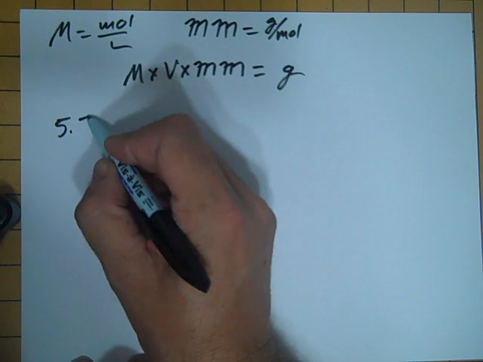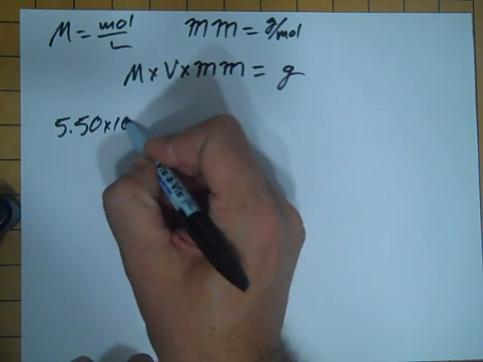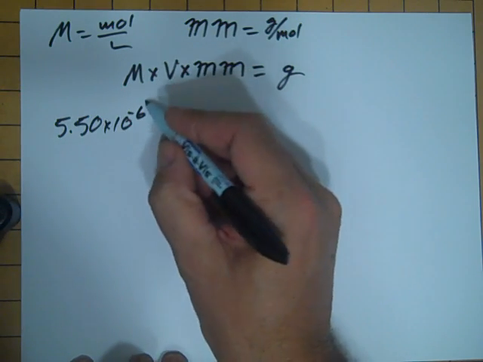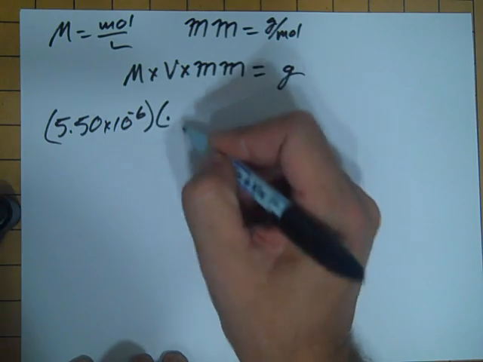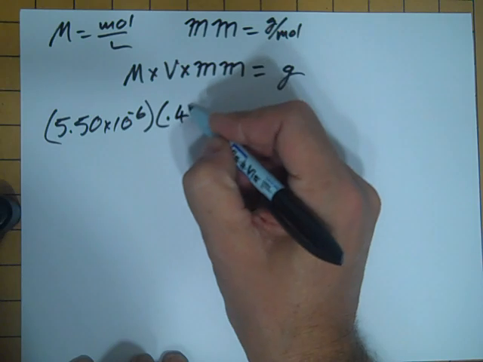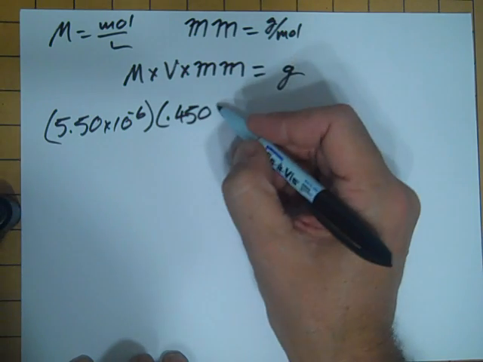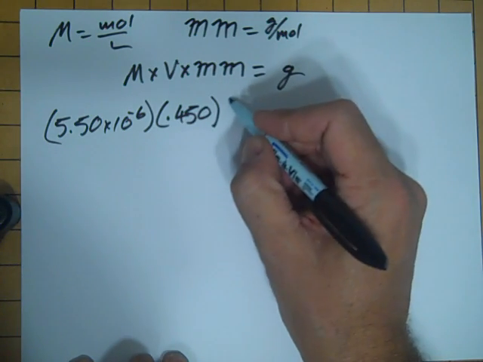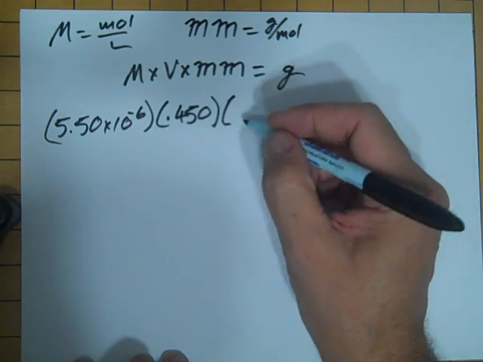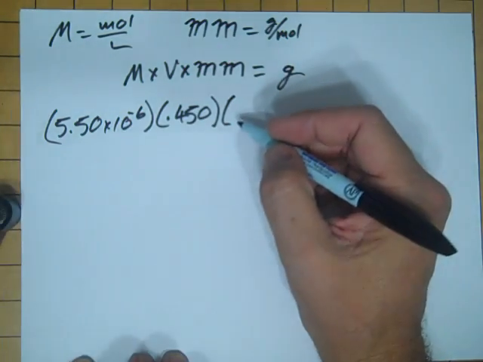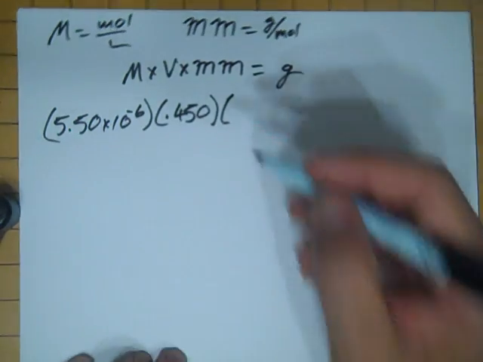So that means it's 5.50 times 10 to the minus 6 moles per liter times 0.450 liters times the molar mass of this.